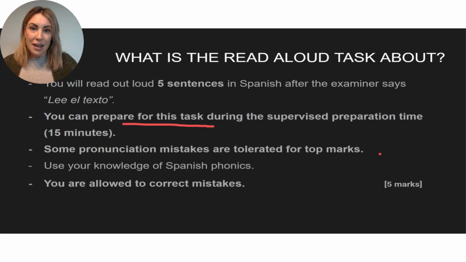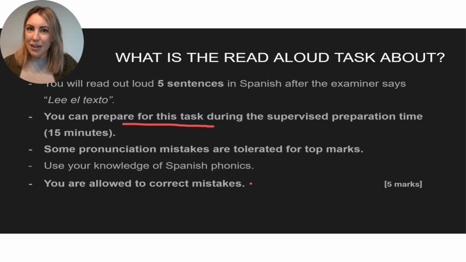Some pronunciation mistakes are still tolerated for top marks, but you have to use your knowledge of Spanish phonics and pronunciation. So if you need a refresh of your Spanish pronunciation, just go to the box in the description and check out my video on Spanish pronunciation. It's really important to remember that if you make a mistake and you realize, then you may self-correct, and that is what's going to be marked.